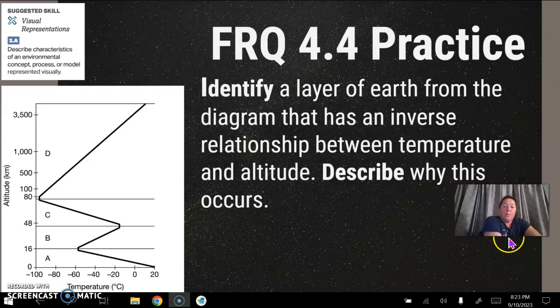So take a quick second and identify a layer of the Earth from the diagram that has an inverse relationship between temperature and altitude, and describe why this occurs. Don't spend tons of time on this one. You're probably not going to be asked a question like this, but good practice to describe the relationship between the two.